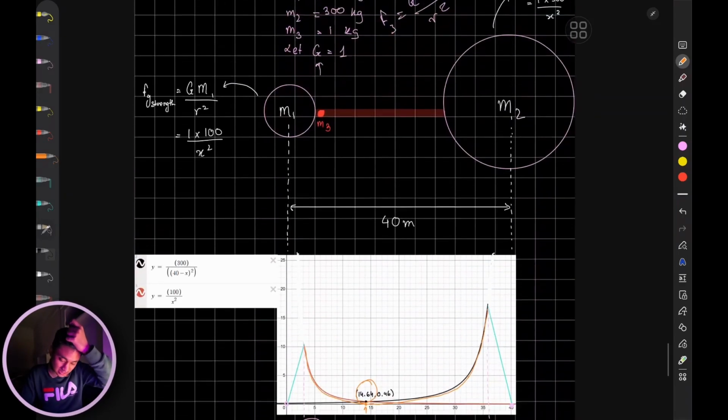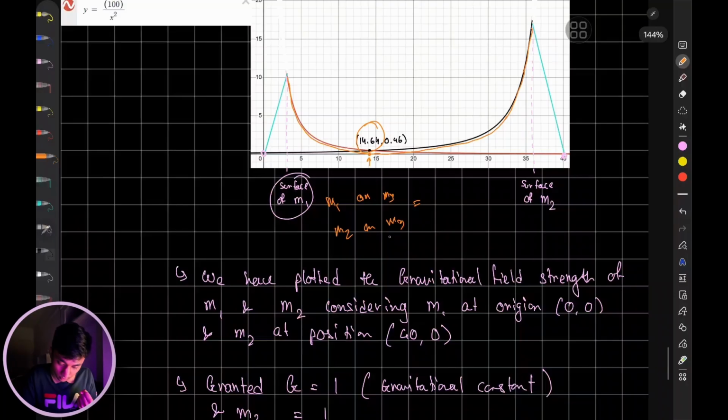Now, the reason I'm not considering the third mass, M3, is because it has 1 kg of mass, right? So when you're finding the gravitational field strength, you're automatically considering what is the force felt on 1 kg of mass. So it is the interaction between M1 and 1 kg of mass. That is what gravitational field strength tells you. And same with M2. The gravitational field strength of M2 tells you what is the force felt by 1 kg of mass due to M2. So that is why we are working with gravitational field strength. I already told you guys this.